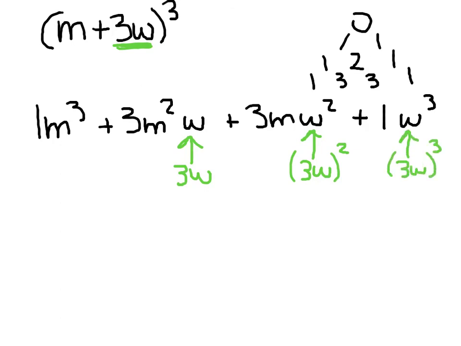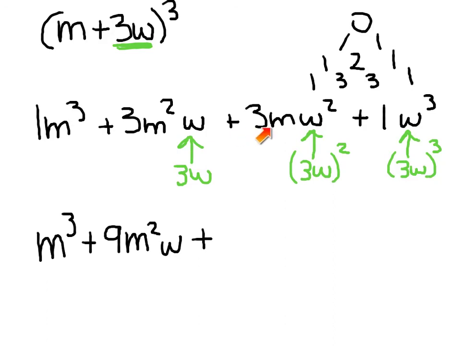And now to complete the binomial expansion, it's m cubed plus 3 times 3, so back that up, or erase it, 9 m squared w plus, and now on this problem we've got 3 times 3 squared, so 3 times 9 is 27 m w squared, and here we have 27 w cubed.